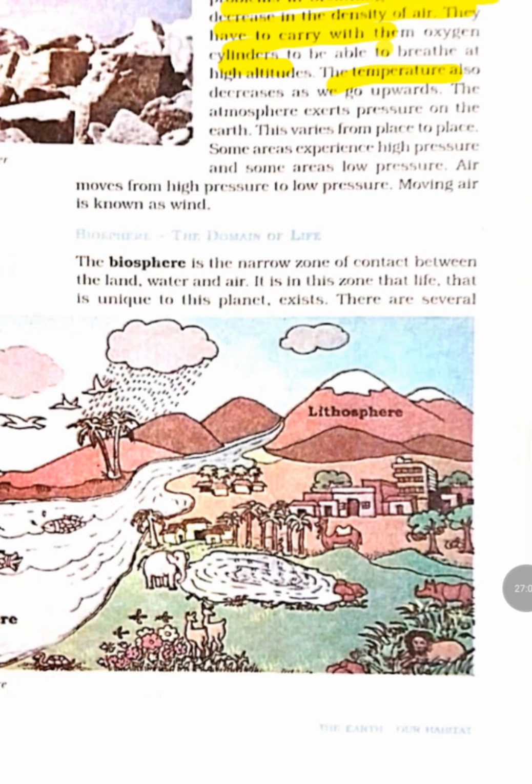The earth's atmosphere exerts pressure on the earth. This varies from high pressure in some areas to low pressure in others. Air moves from high pressure to low pressure. This is a basic but important concept to know: air moves from high pressure to low pressure.